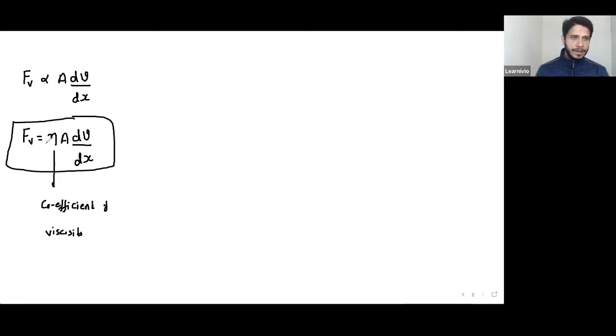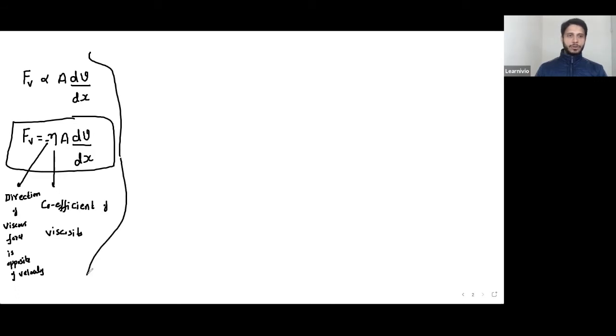You can even put a negative sign here. This negative sign simply tells that the direction of viscous force is opposite to that of velocity. So viscous force will act in the direction opposite to that of the velocity of the layers. Meaning, if layers are moving along the positive x-axis, then viscous force will act towards the negative x-axis.